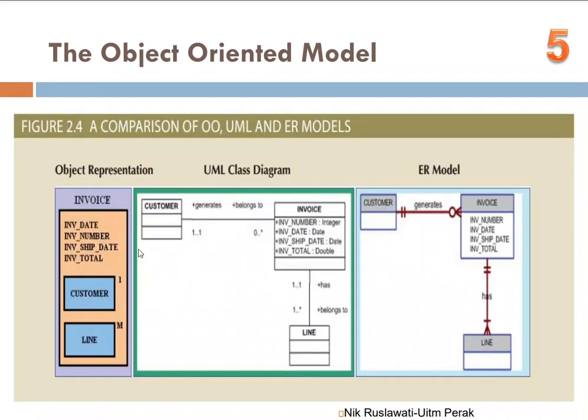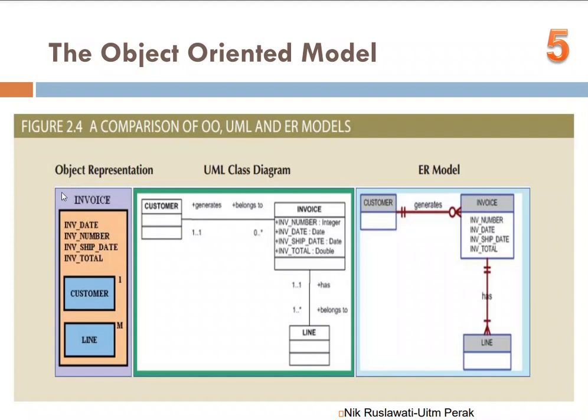Okay, let's look at this figure. So a comparison of object-oriented UML class diagram and ER model. So yang ni yang kita dah belajar. And then this one UML class diagram. Okay, we have relationship here. Okay, one invoice can be generated by or belongs to one customer only. Okay, yang ni invoice, how many lines.